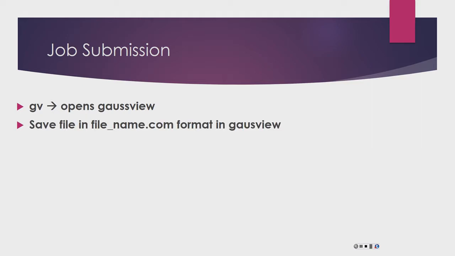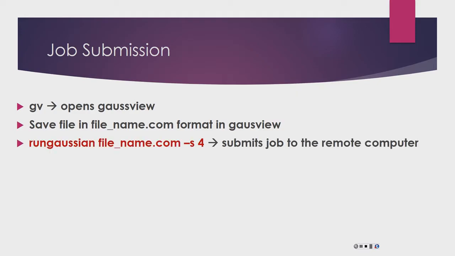And then you have to save the file name in the .com format. I think that's going to be gone over in a different presentation, but I'm not 100% sure. But basically, when you save it, you just make sure it's under .com. And then you use this command to run Gaussian, and then file name .com, and then -s, and then 4. I don't know what that last part means, but the normal part you can pretty much guess what it means. And then it submits the job to the remote computer for them to compute, and then send the results back to you.